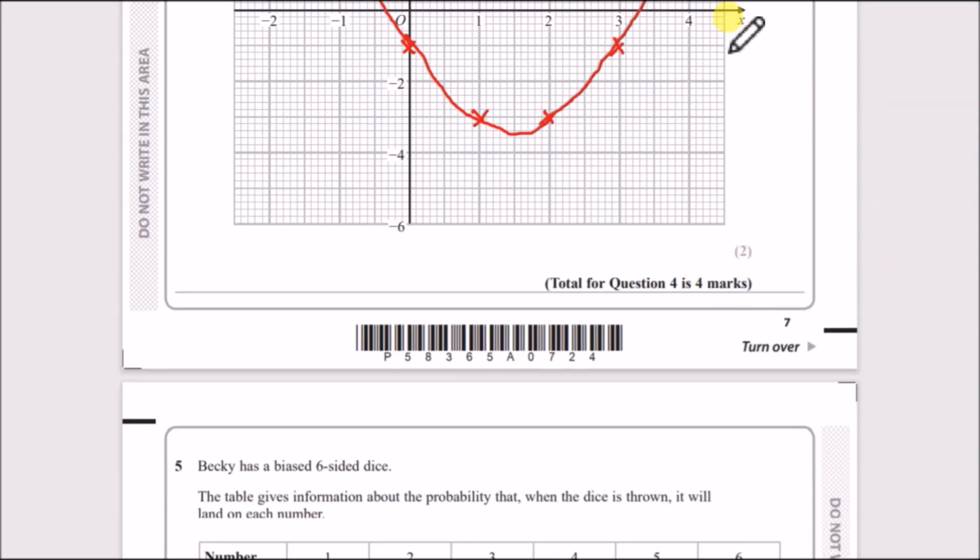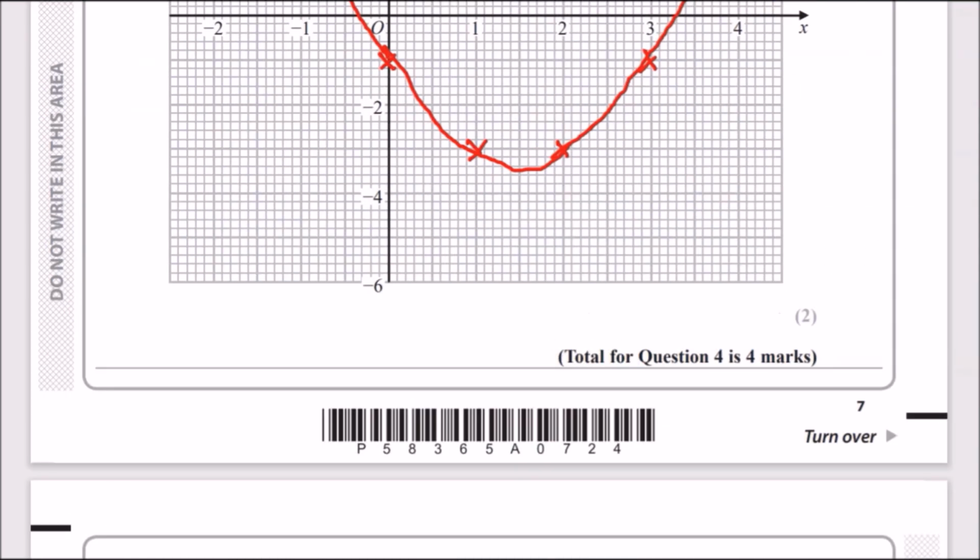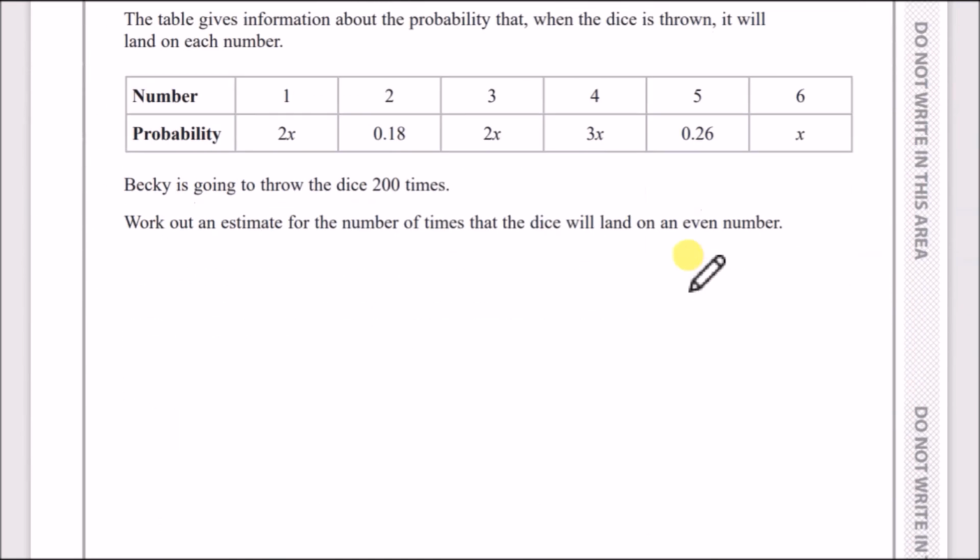Wow, and that's it. That's literally the end of the question. You don't do anything with it. So, moving on to 5 now.